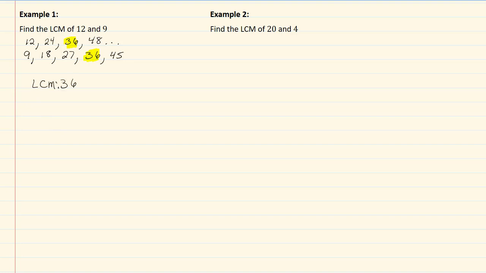In example 2, we're to find the LCM of 20 and 4. Well, start with 4. We've got 8, then 12, 16, and 20. Well, since 20 is a multiple of 20, I don't really need to go any farther. My LCM is going to be 20. So this is one way of finding the LCM between two numbers.